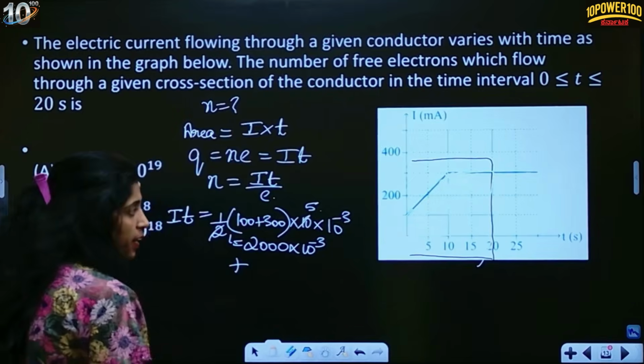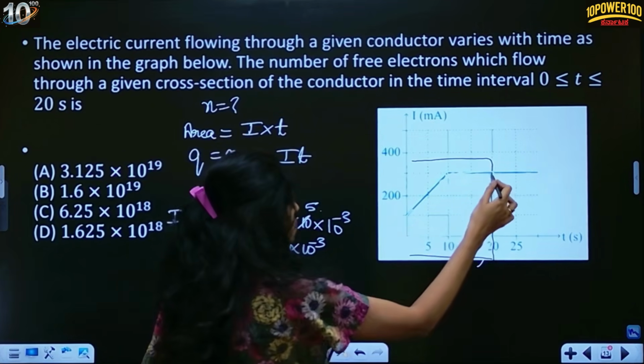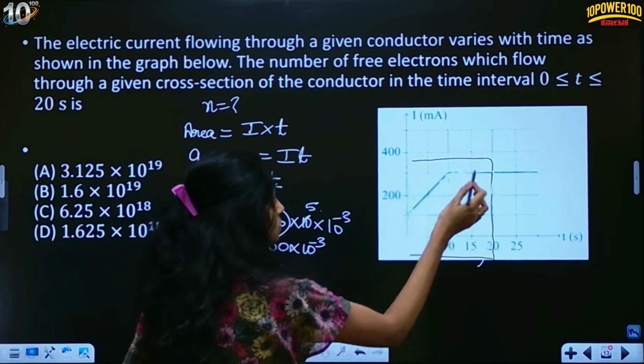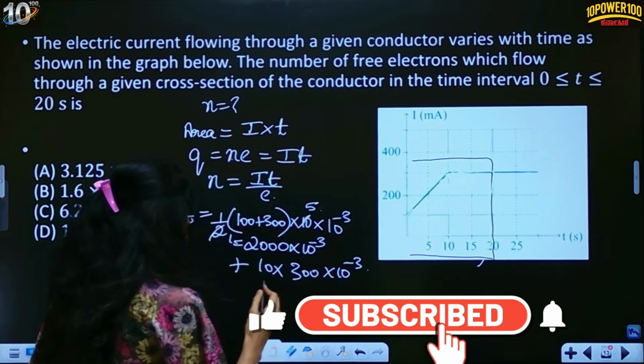So what's the area of the rectangle? 20 minus 10 is 10, into the height. How much is the height, guys? If this is 100, 200, this will be 300. Again, don't forget to take 10 power minus 3. So what will you get now?